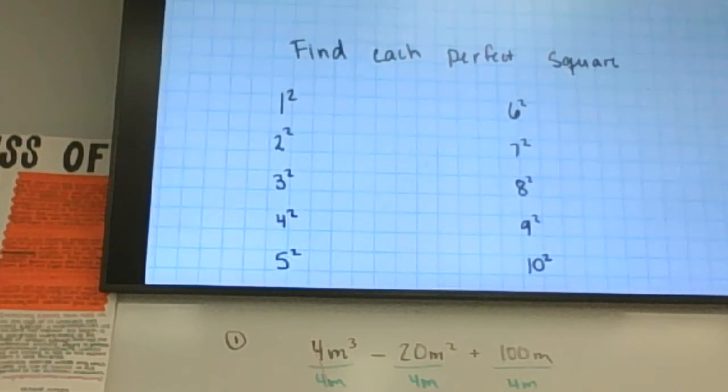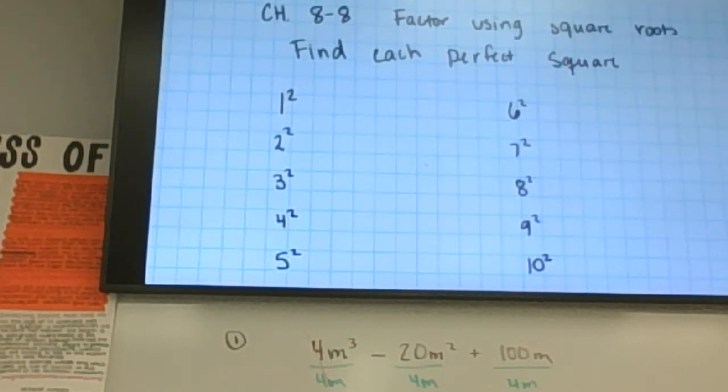Find each perfect square. Oh my god. Well, no, one square is just one. Exactly. Okay, one square is one. Two square. Dude, I swear, I'm gonna be a red kid. A red kid. What? Factor using square roots. Okay, so not square. So do we just do the same? Is this notes?